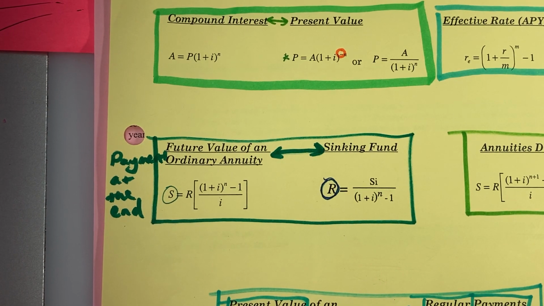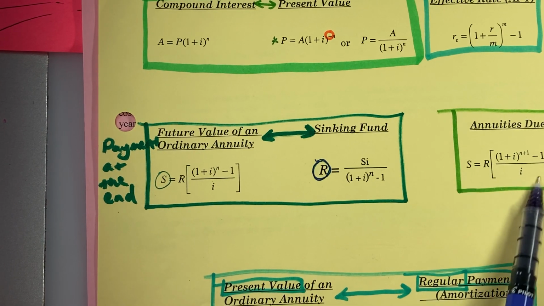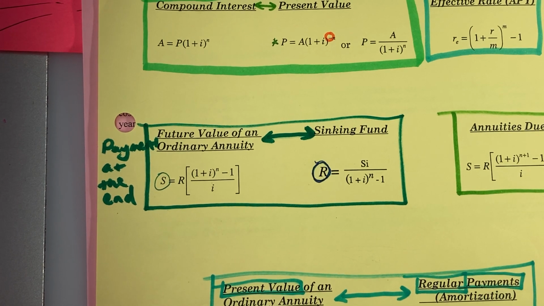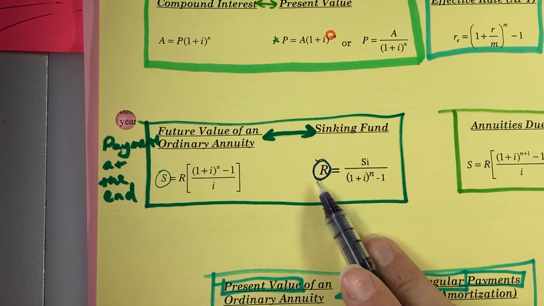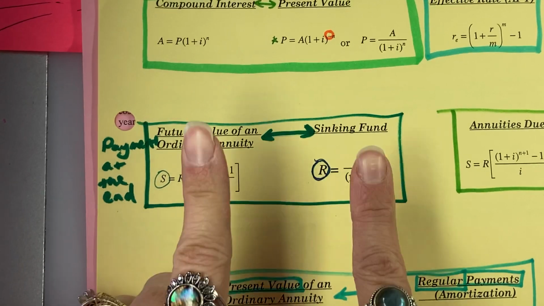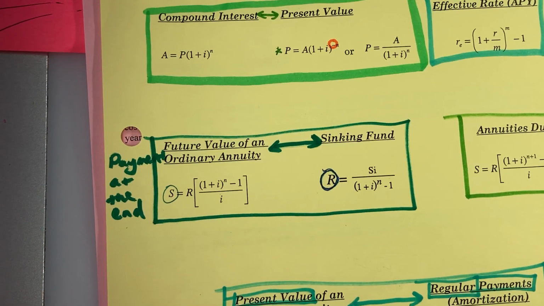So I'm never going to give you a solve for R problem for an annuities due, just because again that formula is pretty nasty, and if you were to solve that for R, it's a really wild looking equation. So anytime you are solving for R, you can assume that it is a sinking fund. These two equations are the exact same thing, but this one's a rearrangement of that one for R, this one is a rearrangement for S.